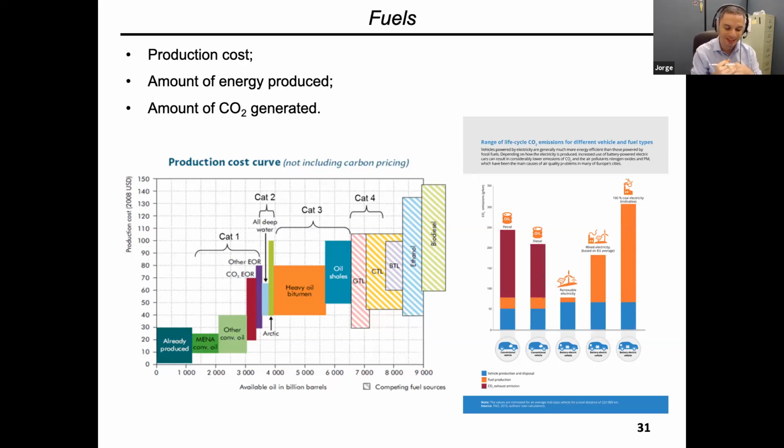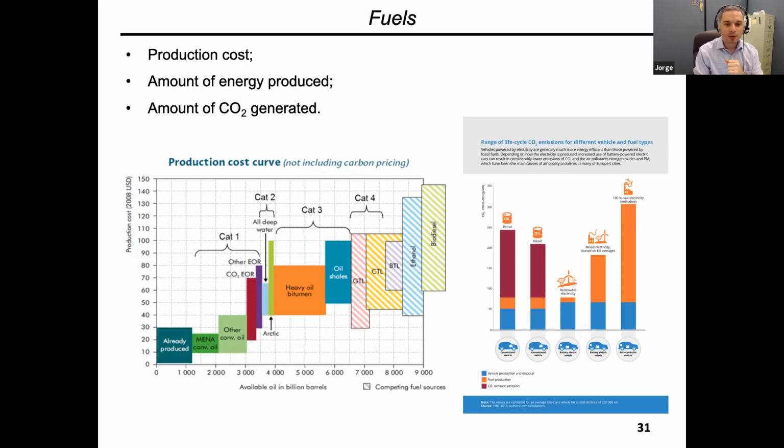So you want ideally something cheap that produces a lot of energy. So therefore, everybody can buy, and you just need a little bit to get a lot of energy. So that's the ideal situation. And most recently, we also need to consider the amount of carbon dioxide generated when we burn the fuel. The ideal fuel is something cheap that produces a lot of energy and does not generate any or generates a very low amount of carbon dioxide.